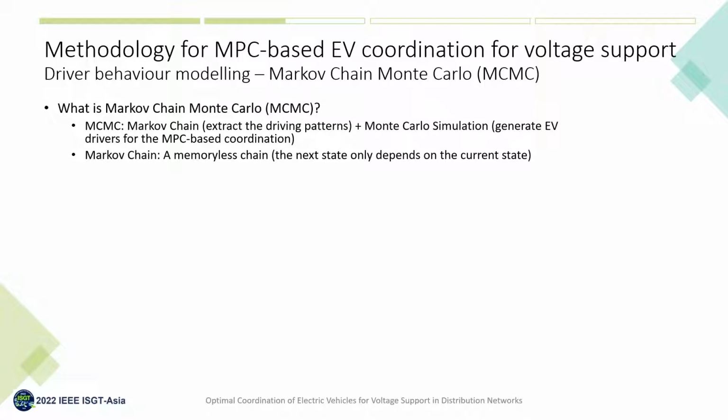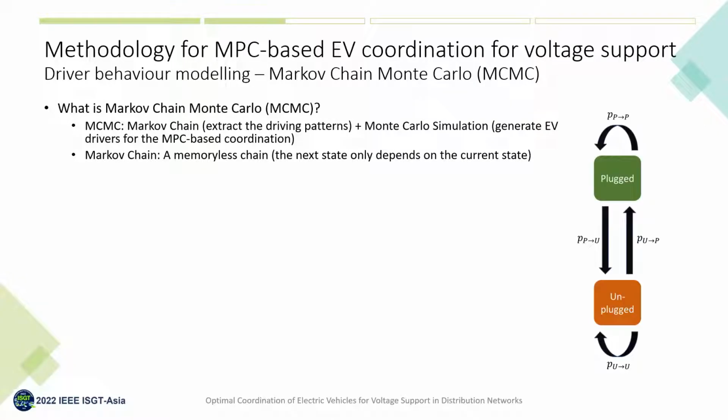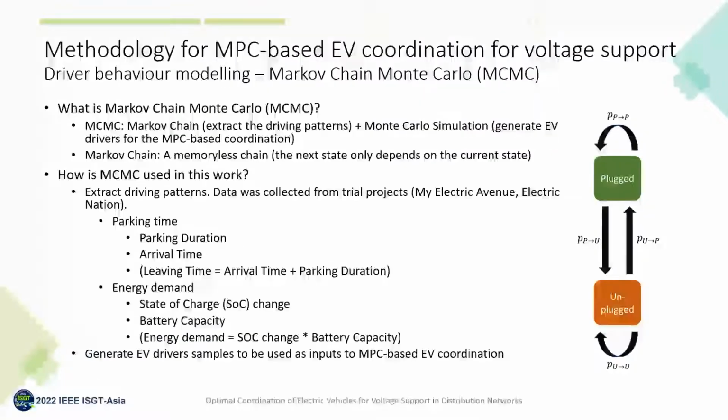In this work, the Markov chain is used to extract the patterns of vehicles' parking time and energy demand. Two states, plugged and unplugged, are defined, and their state transition probabilities are calculated based on the dataset in two trial projects. Then, Monte Carlo simulation is used to generate the actual behavior of a number of EVs as the input for the MPC-based coordination, which will be introduced in the next slide.